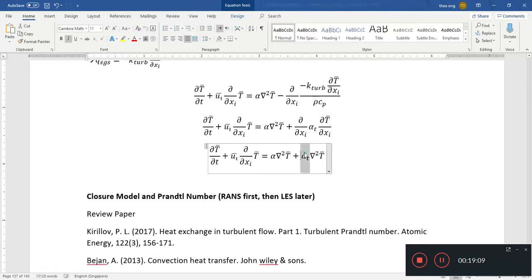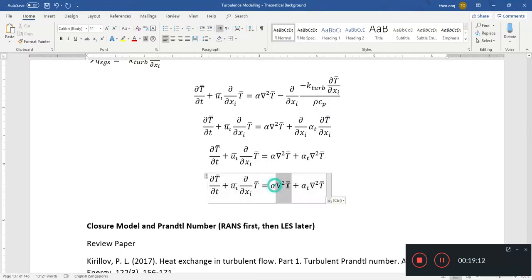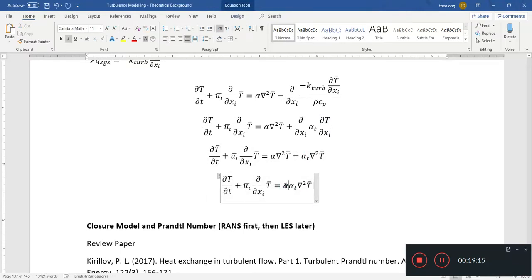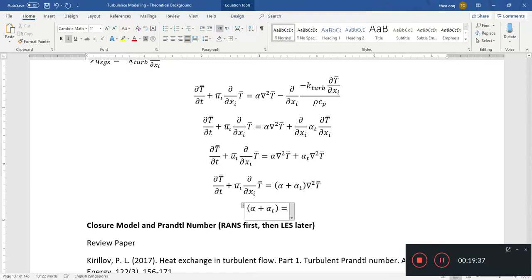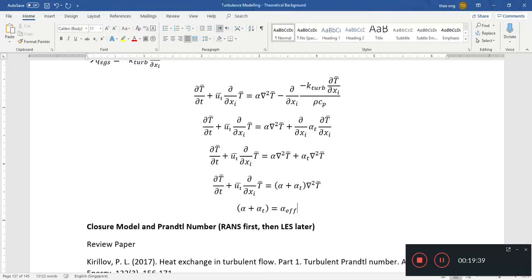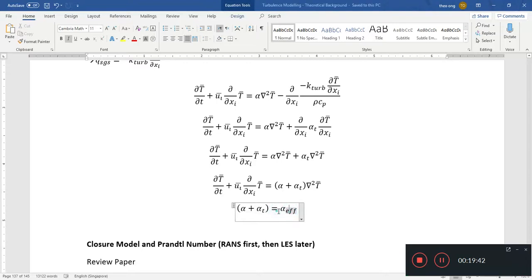So what you will see normally is an expression like this. You have alpha and alpha t. Sometimes you see an epsilon there, like the eddy heat diffusivity or something like that. But together we call it alpha effective. In some CFD codes you'll see alpha effective being mentioned, and this is what it is about. This is basically the final form.